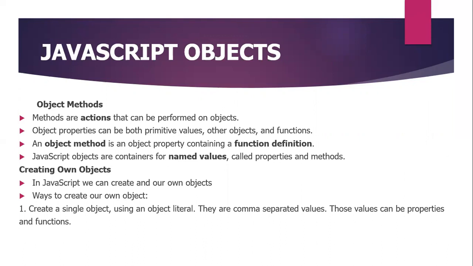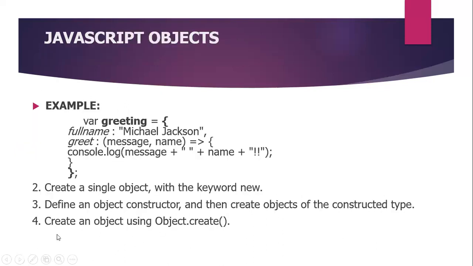So now we're going to see how we are going to create objects. In JavaScript, objects can be created in more than one way. The first method is to create a single object using an object literal. They are separated by commas, and each object can have its specific properties and functions.